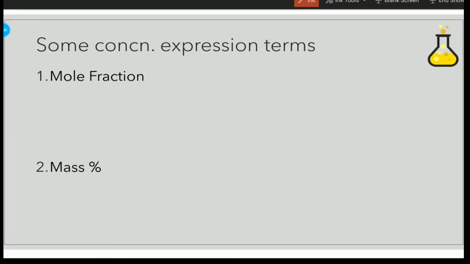Now let us review some of the common concentration expression terms used in this chapter. The first is the mole fraction. It is denoted by the Greek letter chi. Now chi is equal to number of moles of the component in consideration upon total number of moles of the solution or the mixture.